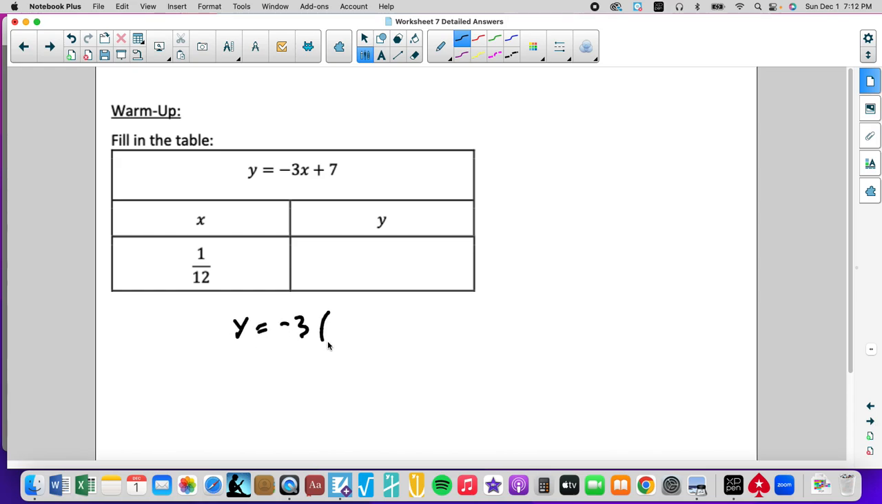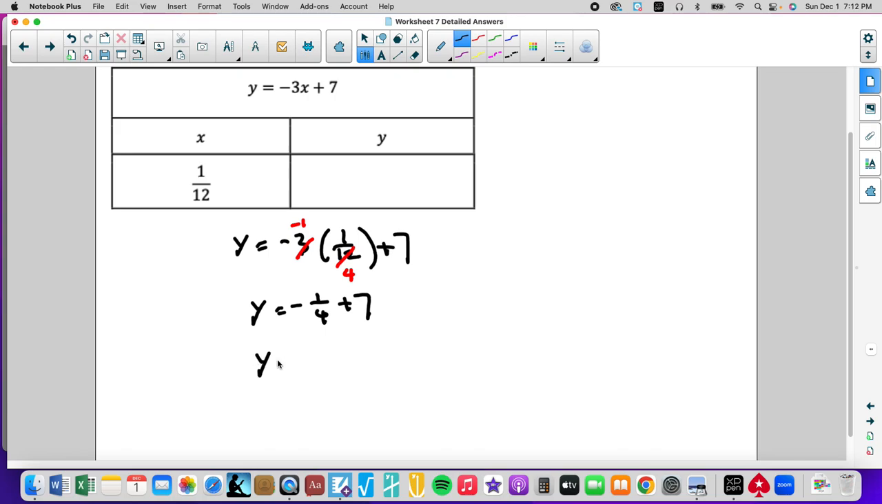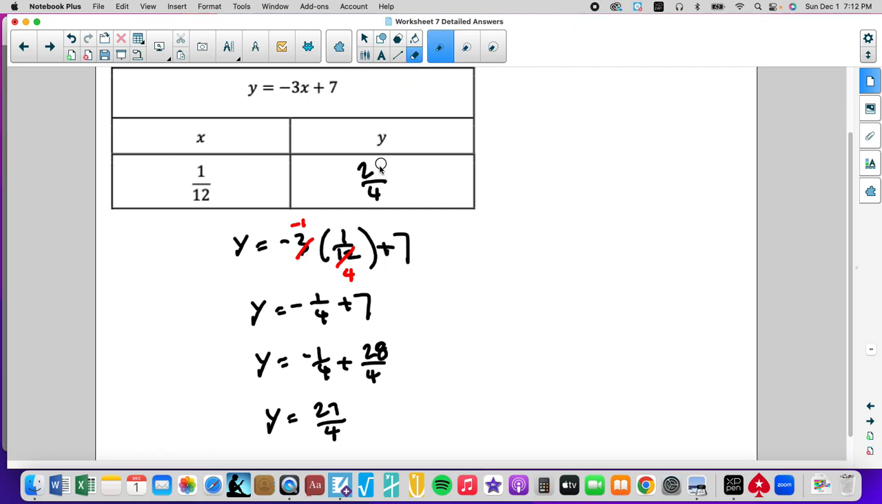Y equals negative 3 times 1/12 plus 7. Here, since we're multiplying fractions, we're always going to reduce before we multiply. And that's just efficient math there. Always want to do the least amount of work. We're going to change this into fourths, and that would be 28/4, and that leaves us with 27/4. Now, we can leave it as an improper fraction, because nothing's improper about an improper fraction. Now, it needs to be reduced, but converting from an improper to a mix is not simplifying or reducing. That's converting.